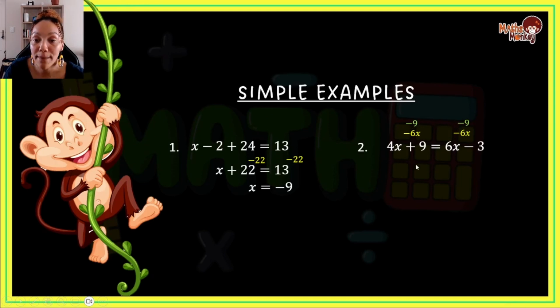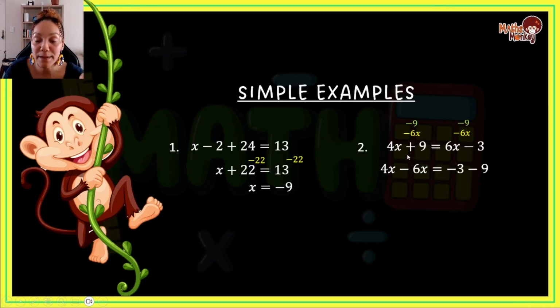Okay, so what am I left with? If I say 4x minus 6x, it will give me 4x minus 6x here. But now remember, I took away this 9 here. So this positive 9 minus 9 will give me 0. And then on this side now, this 6x minus that 6x, I got rid of the x on the side. So now I'm just left with this negative 3 minus 9.